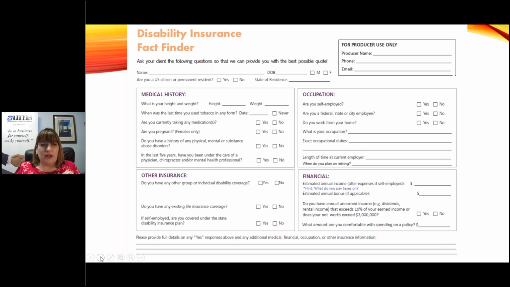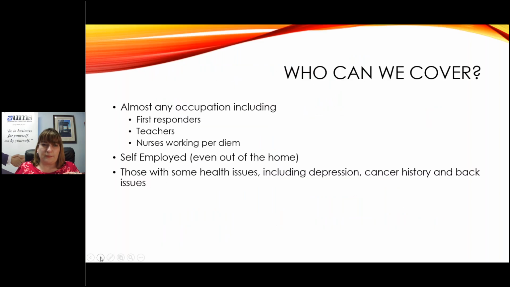It asks some of the medical questions, other insurance, occupation. Are you self-employed? That used to be a very bad stigma. By the way, there are carriers that will actually bump you up in occupation and increase your income a little bit for being self-employed. So you actually are now getting a bigger benefit for being self-employed. Okay?